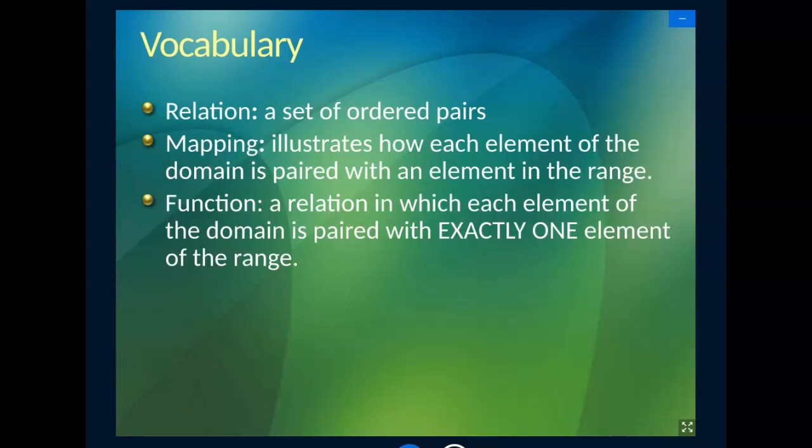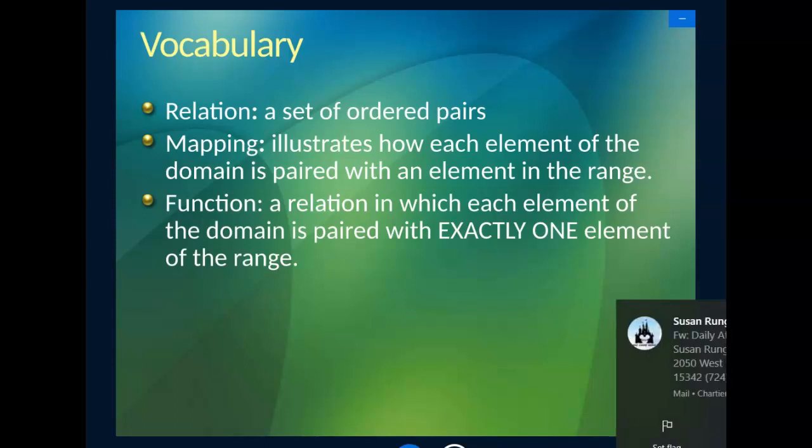All right, then we have a relation. A relation is simply a set of ordered pairs. And we'll look at an example of a relation on the next slide. A mapping illustrates how each element of the domain is paired with exactly one element in the range. And again, on the back side of your page, you will see an example of a mapping.